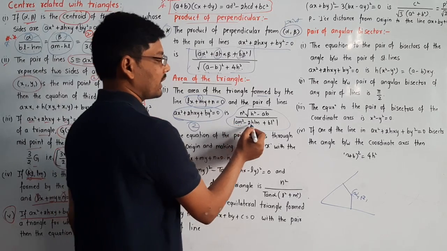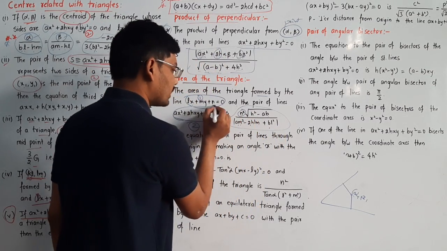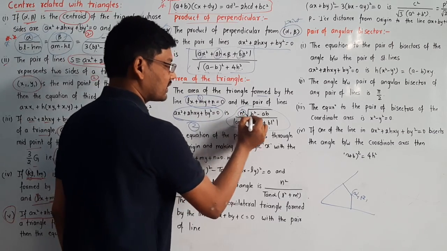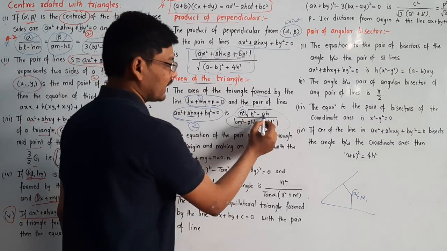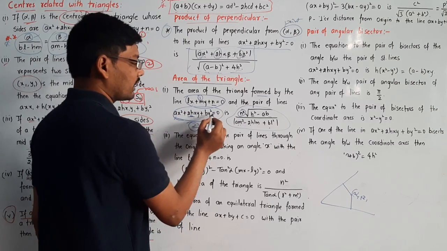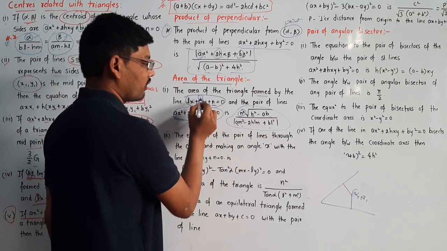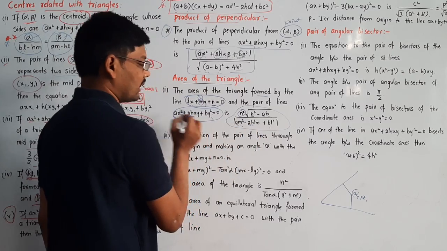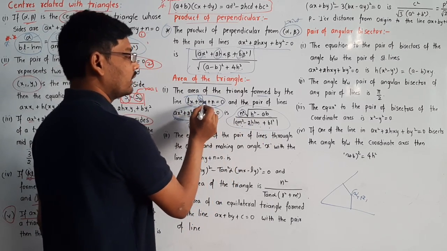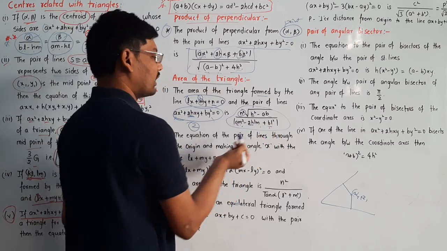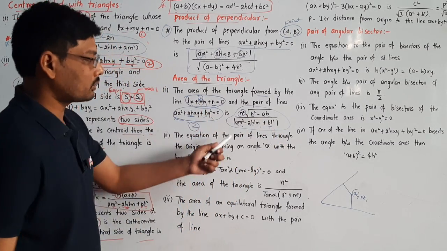where n is the constant of the line, h is the coefficient of xy, a and b are the coefficients of x square and y square, m is the coefficient of y, 2h is the coefficient of xy, and l and m are coefficients of x and y here. So bl square, we already know b is the coefficient of y square, l is the coefficient of x. You can substitute all the values.